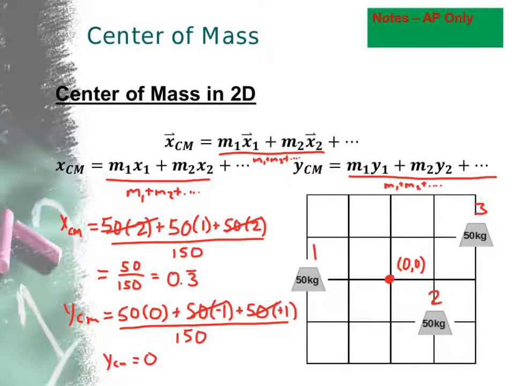So what I would say is that my center of mass, and I'm going to put it in blue, would be located at 0.3, 0. So that's where the center of mass of this three-body system would be located. So that's how you can find center of mass in 2 dimensions.